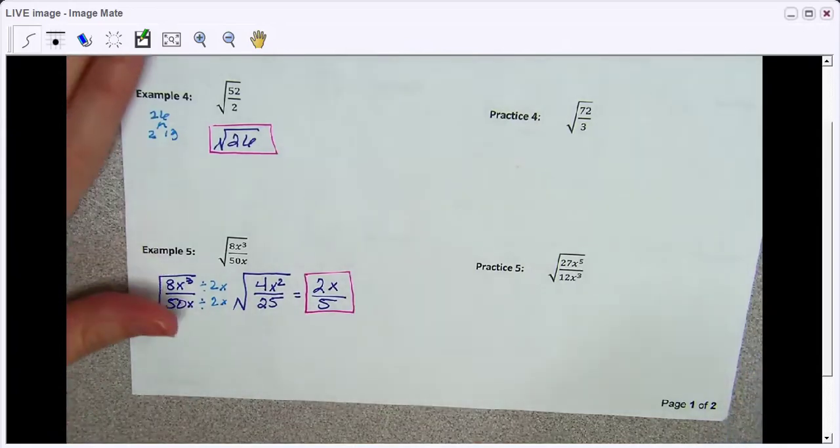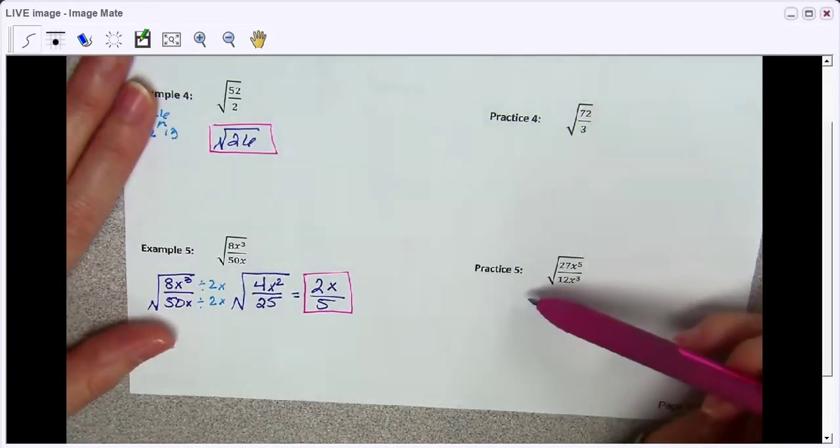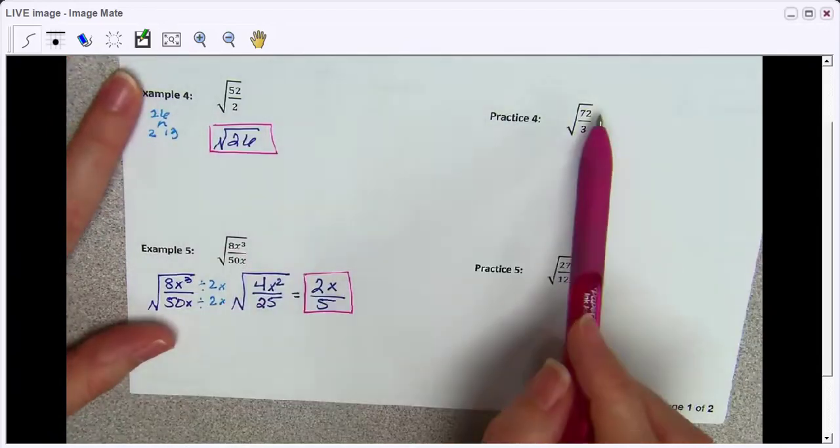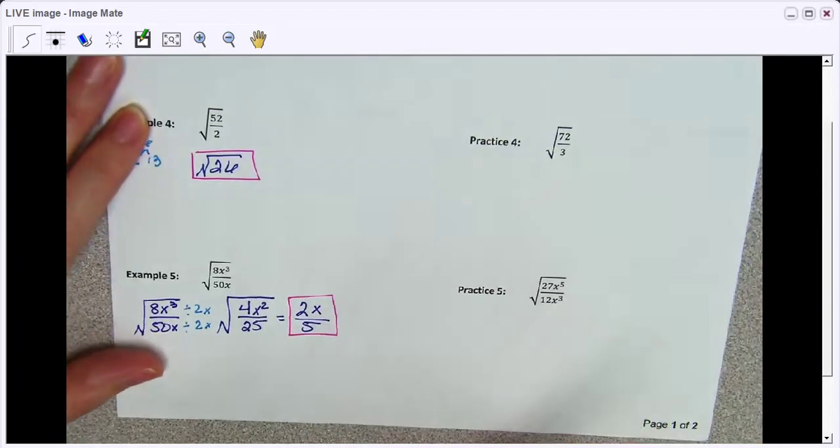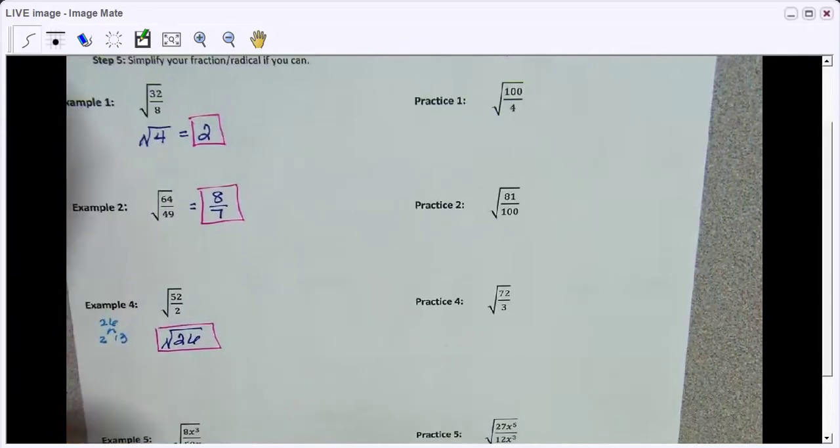All right, so what I want you to do is practice 1 through, oh, we're missing number 3. Oh well. I want you to do the right side of this paper, and then when we come back, you'll see the answers on the screen. So go ahead and pause your video.